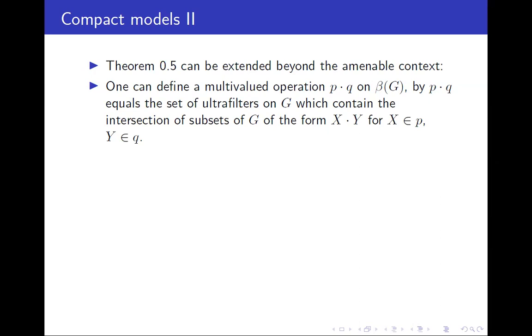So one can define beta G as the space of all ultrafilters. So you should know what an ultrafilter is. We can define a multiplication operation, PQ, so I'll use P and Q to be ultrafilters. The operation P times Q on beta G is the set of ultrafilters on G which contain the intersection of all subsets of G of the form X times Y for X in P, Y in Q. So X is a subset of G, Y a subset of G. You say X times Y, the collection of products. This actually corresponds to a clopen subset of beta G, and you take the intersection of those clopen subsets. So it's a multivalued operation.